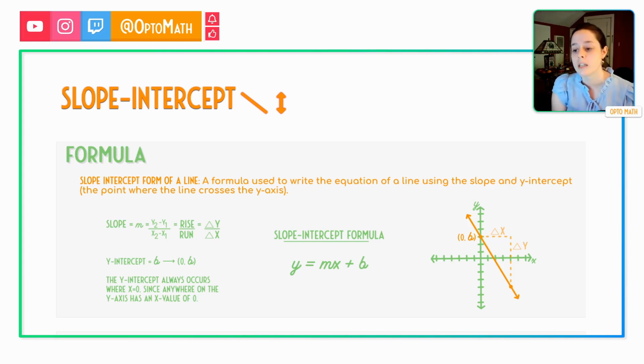The slope formula is written here. We have also seen this in the point slope video. Rise over run, which is the change in y over change in x. So subtract your y's, divide by subtracting your x's.